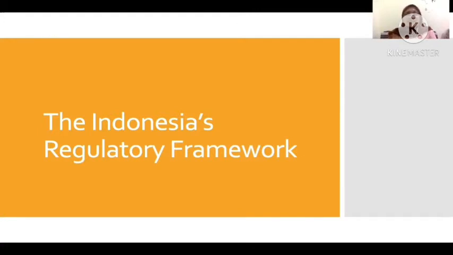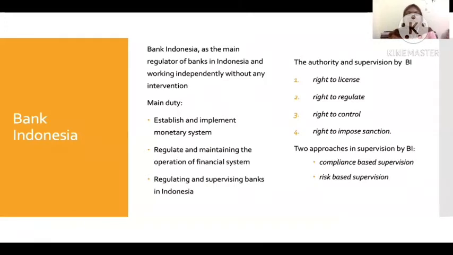In this occasion, I will present about Indonesia's regulatory framework, especially in banking risk management. First of all, we go to Bank Indonesia. Bank Indonesia is the main regulator of all banks in Indonesia. It means that all banks are under their supervision. Bank Indonesia works independently, without any intervention from the government or the non-government.